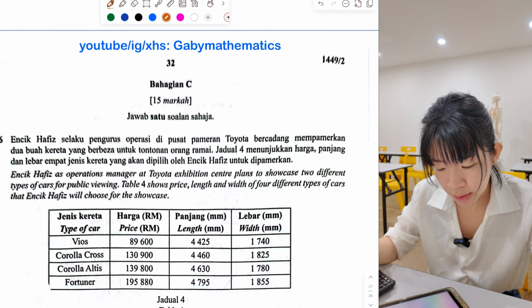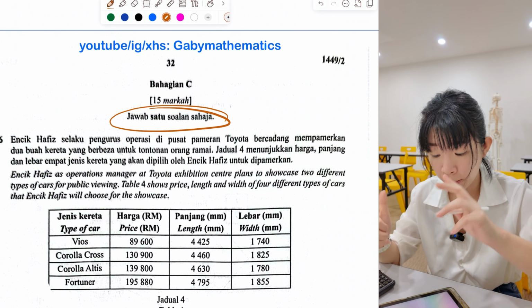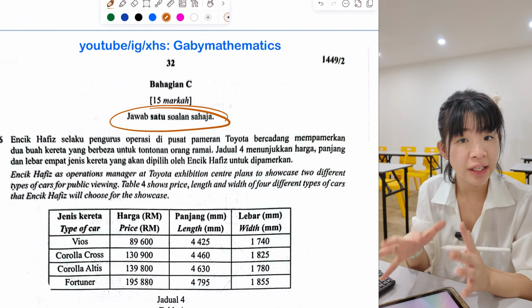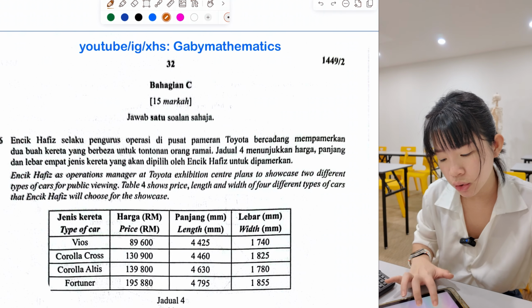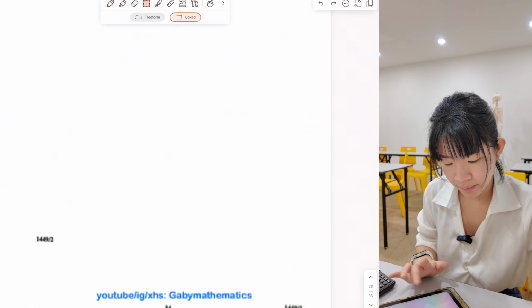Okay, Bahagian C, you only need to answer 1 question in the exam, remember. They will give you 2 options, question 16 and question 17, so you only need to answer 1. Each question is 15 marks. In this video, I'm going to do only one question, so I will choose to do question 17. Okay, let's look at question 17.